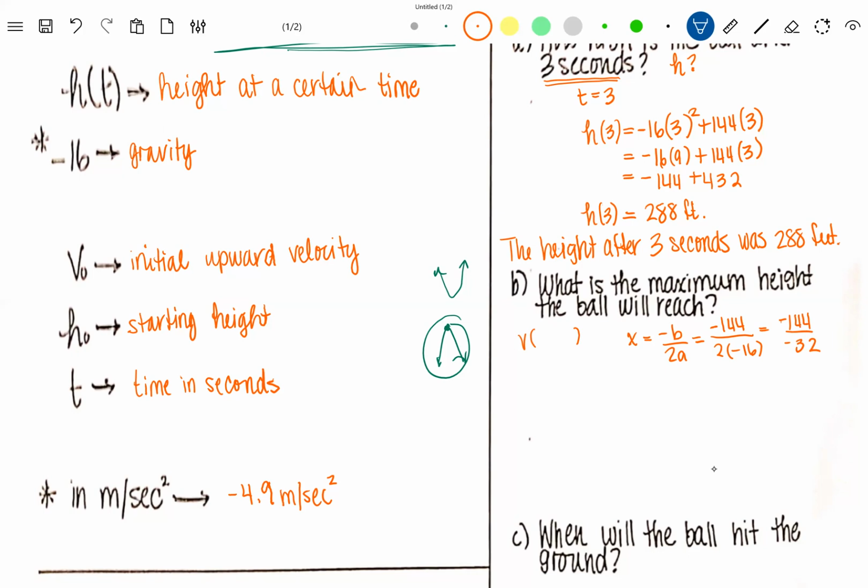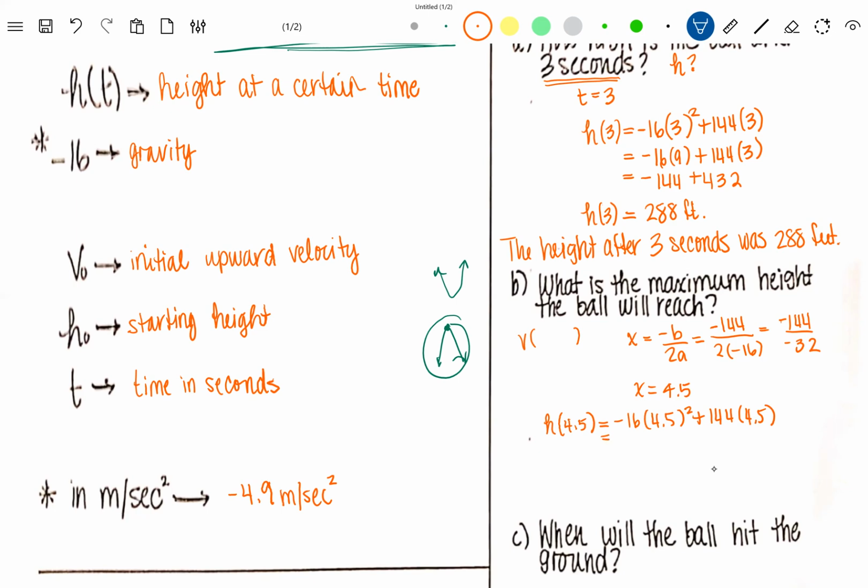Let's see what that is. And that's 4.5. Now that X, or actually T, is 4.5. That means it reached its maximum height after 4.5 seconds. That's not what the question asked us to find. It said, what is the maximum height? So we have to go in and change T to 4.5 to figure out how high it was.